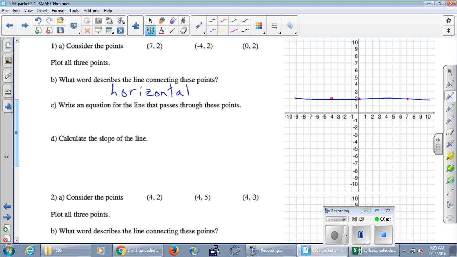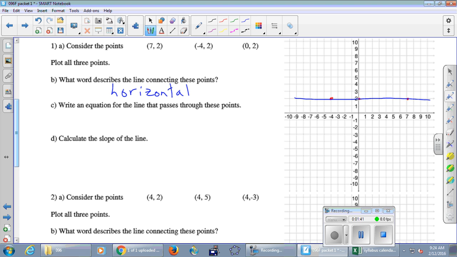Part C says write an equation for the line that passes through these points. Now in our previous lesson, we saw y equals mx plus b, and we saw that other one, the y minus y1 equation. We're not using any of that right now. We're just going to look at the coordinates of these 3 points and figure out what they all have in common. What's consistent for those 3 sets of numbers?